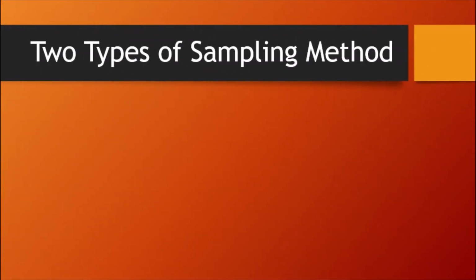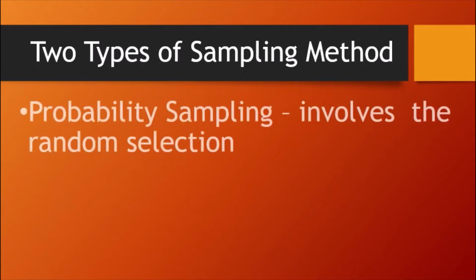There are two types of sampling method. The first one is the probability sampling method. This involves random selection. It means that every sample or every participant has an equal chance to be selected.